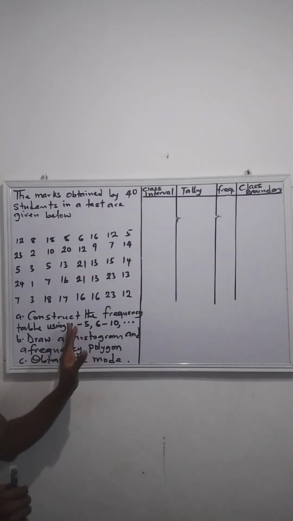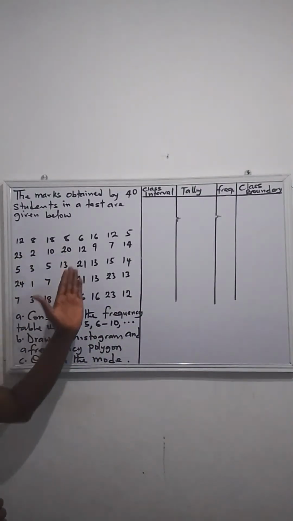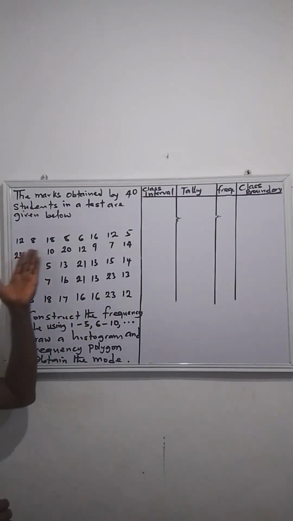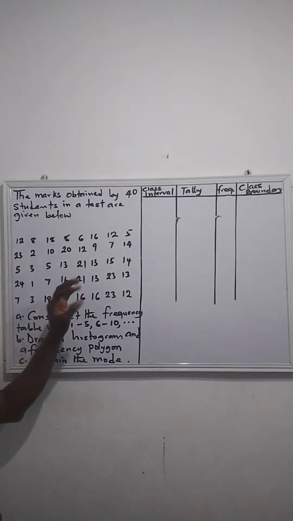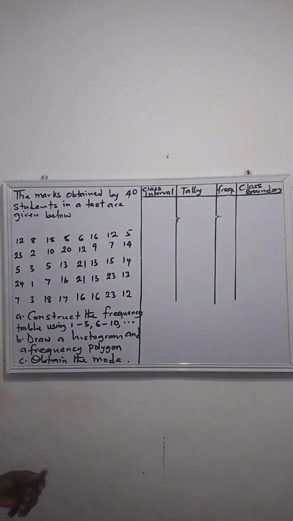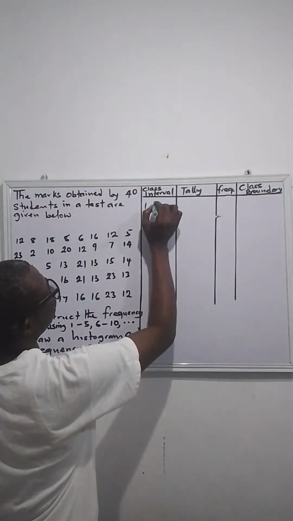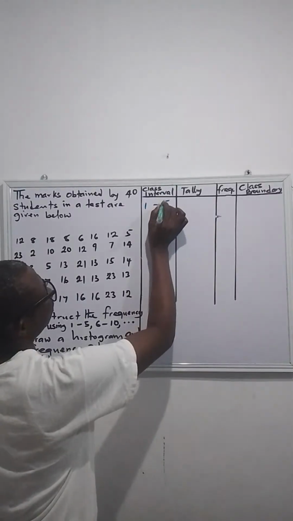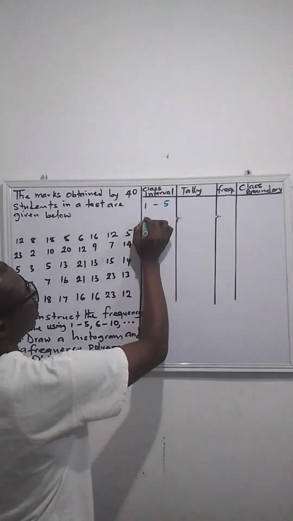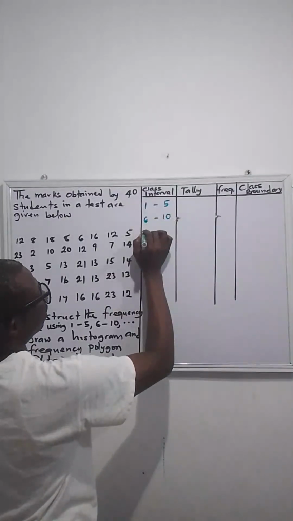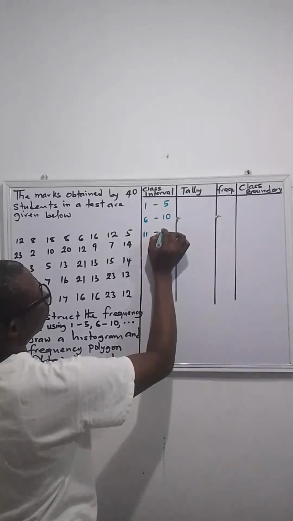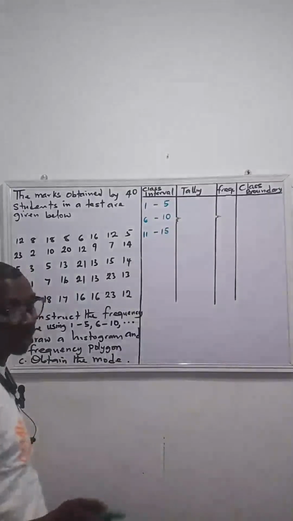While you are doing that, you have to look at the data we have. What is the maximum number, the biggest number we have here? I think that's 24. Once the interval captures everything we have here, you just need to stop. So let's start. We have 1 to 5. The next one is 6 to 10. Next one is 11 to 15. The class width is 5.